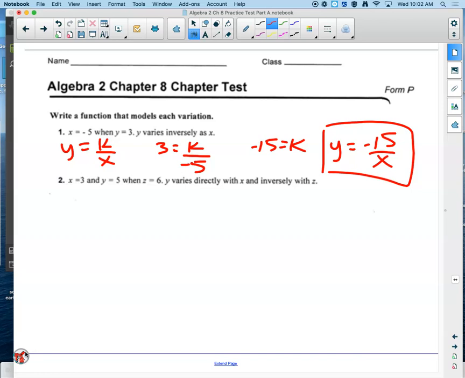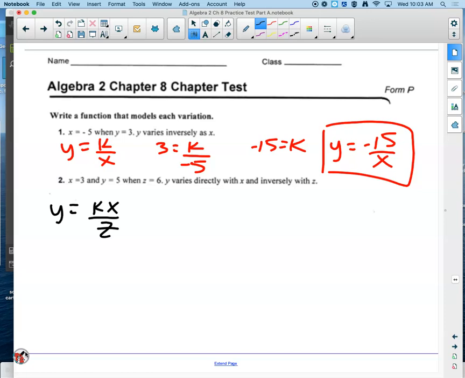All right, number 2. X equals 3 and y equals 5 and z equals 6. So pretty much we know this one's a little more complicated. Y varies directly with x and inversely with z. Is there anybody that wants to take a crack at writing that one? You got it, Matthew? Does it bug you that I put kx?